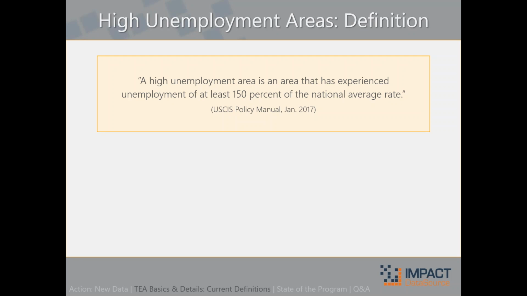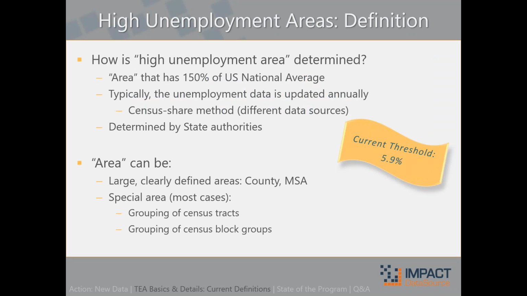Again, high unemployment, back to what the majority of you are probably concerned about. We're still dealing with this 150% of the national average rate to try to hit a high unemployment TEA. The current threshold is 5.9%, and determined by the states. An area can be a county or an MSA if it qualifies on its own, but in practice, we're dealing with groups of census tracts and groups of census block groups.